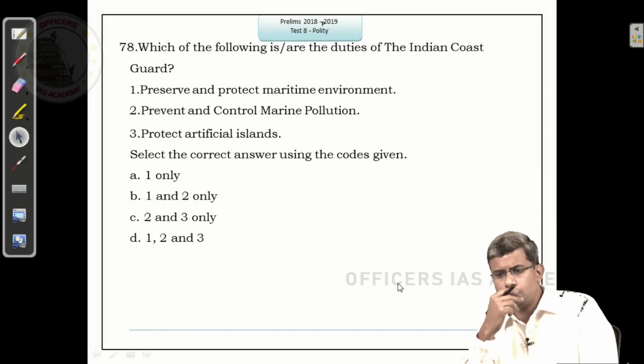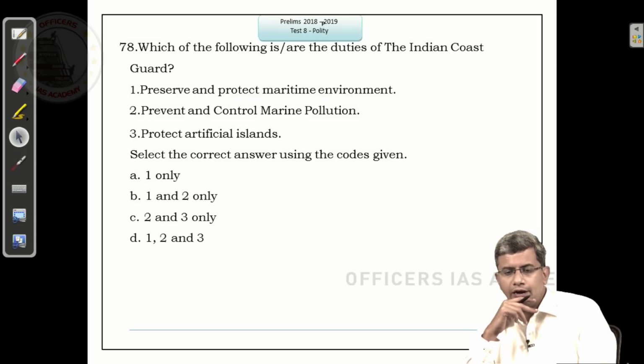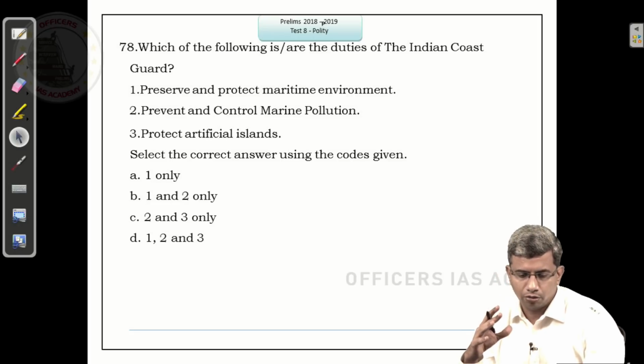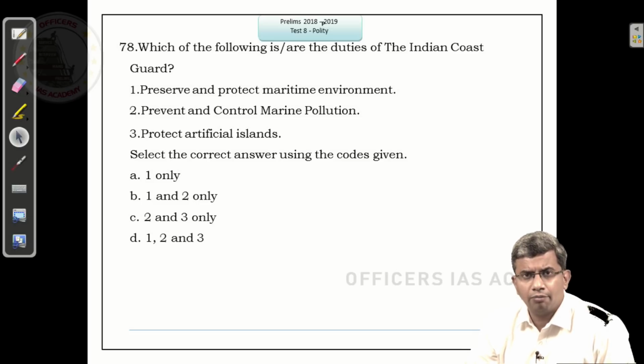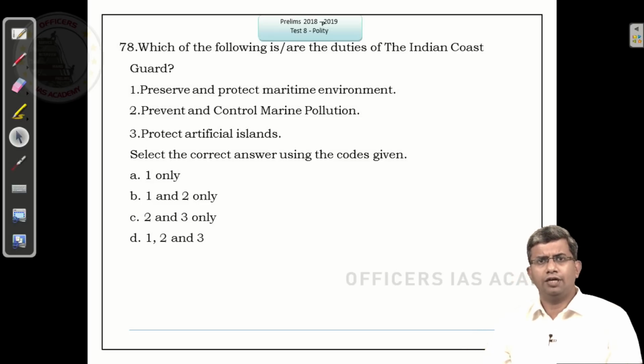Which of the following are the duties of the Indian Coast Guard? Preserve and protect maritime environment, prevent and control marine pollution, protect artificial islands. So some people might have thought, oh, will it preserve and protect the marine environment? National Coast Guard is as good as the Indian Navy?